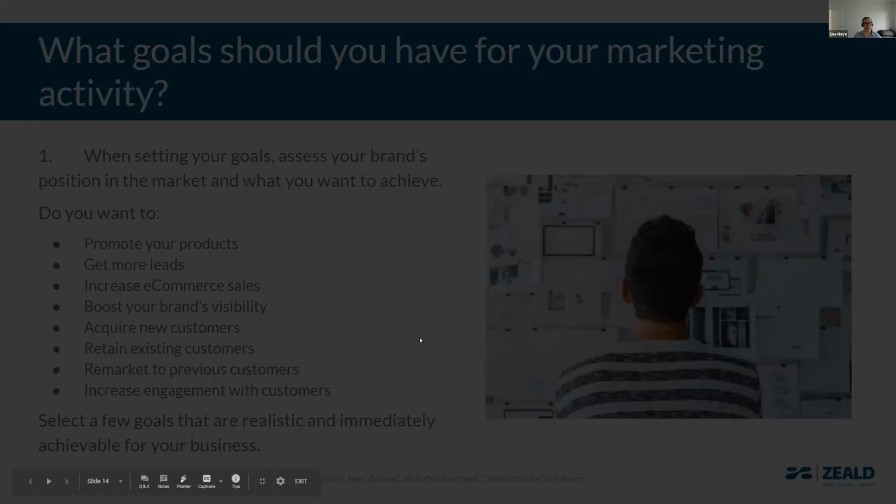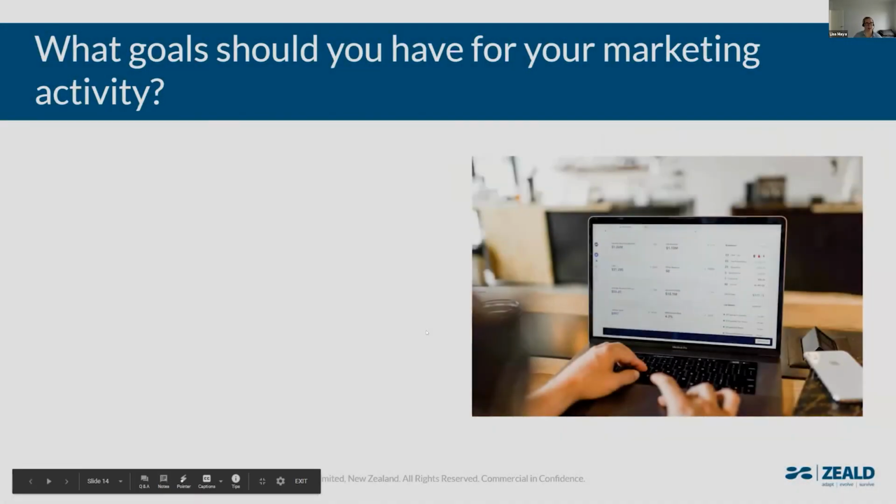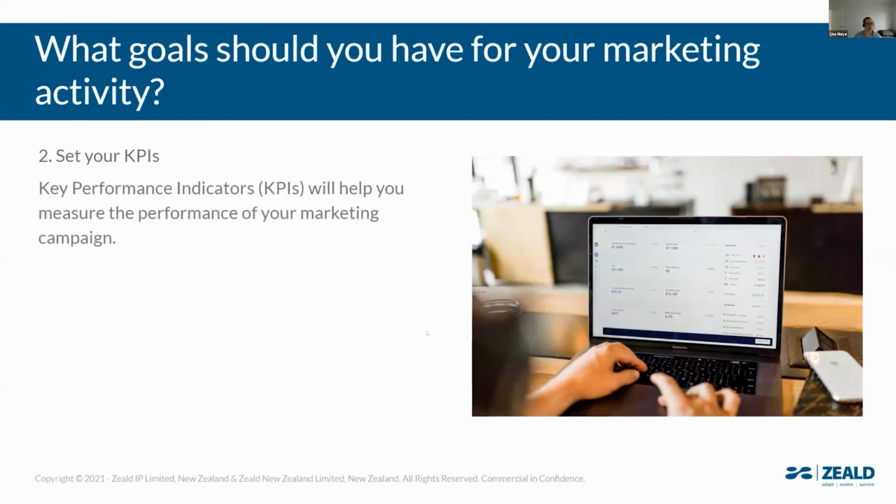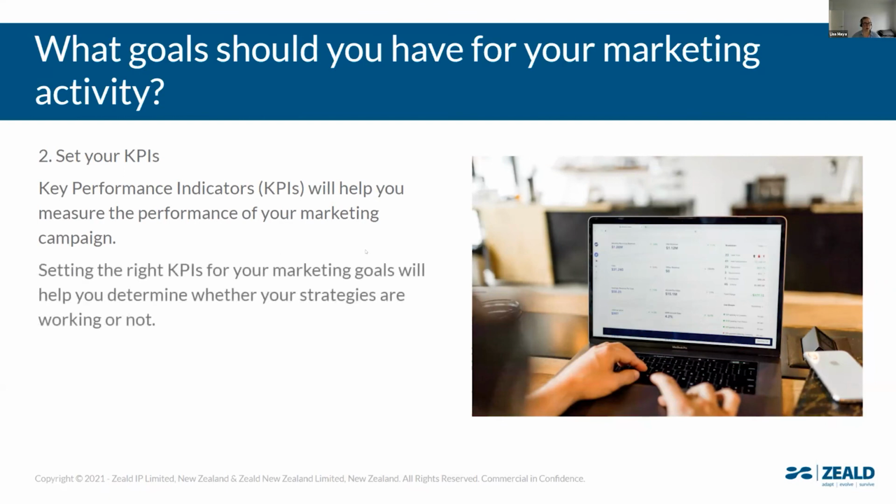So number 2 is setting your KPIs. So I'm moving a bit more into that next. But yeah, your key performance indicator, or a KPI, will help you measure the performance of your marketing campaign. This is very, very key, just like it says in its own title, because you need to know if it was successful or not. If you don't have that there, you're sort of just running campaigns and never really understanding if they're actually helping achieve your goal. So setting the right KPIs for your marketing goals will help you determine whether your strategies are working or not. They will also help provide insights on how you can improve it in the future. So I think it's important.